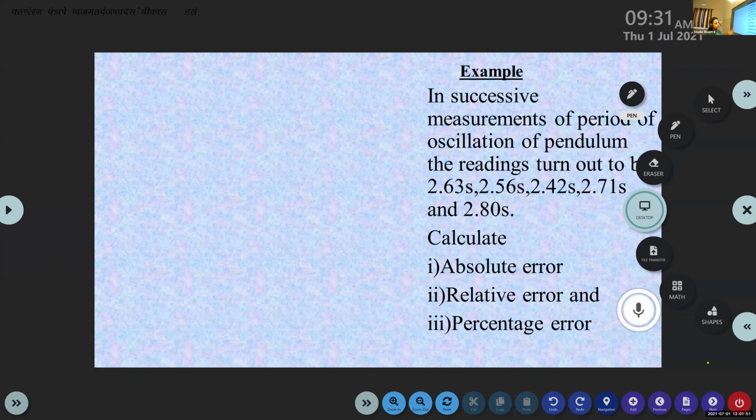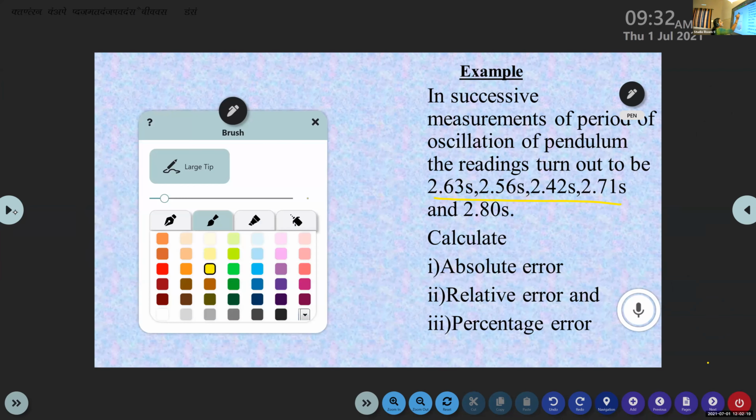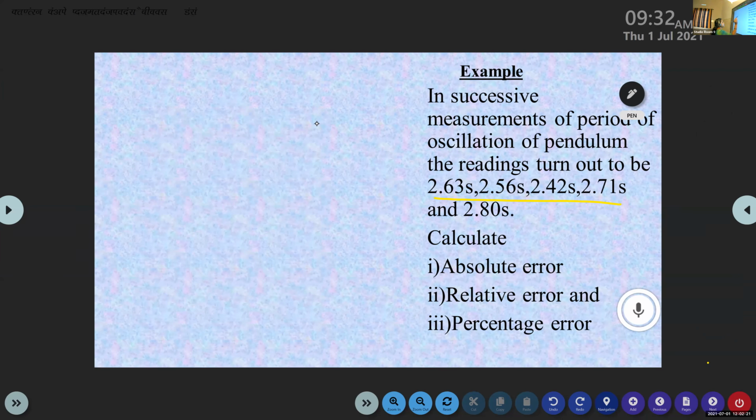First of all, you just read the question. Here some measured values are given, the measurement of the period of oscillation of a pendulum. Whenever you get a question, first of all, you collect all the parameters provided in the question. So here some measured values are provided. What are the measured values here? We can represent these measured values as A1, A2, A3, A4, and A5. Here 5 measured values are there.